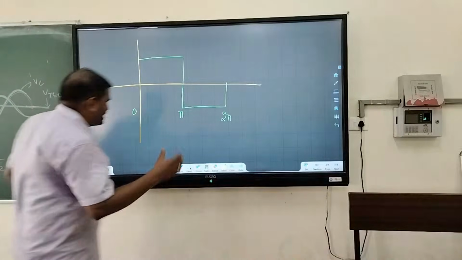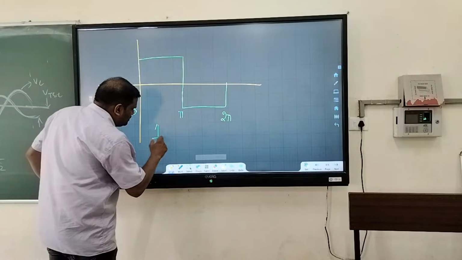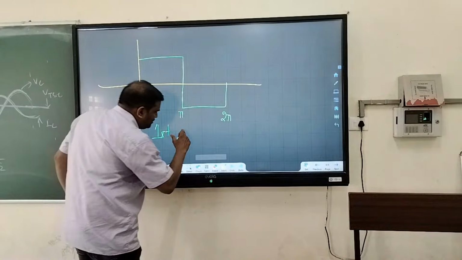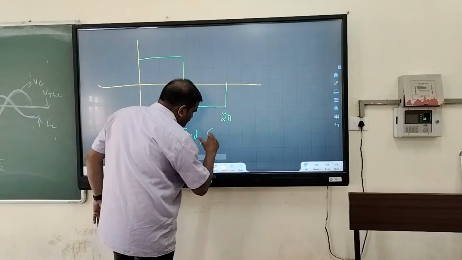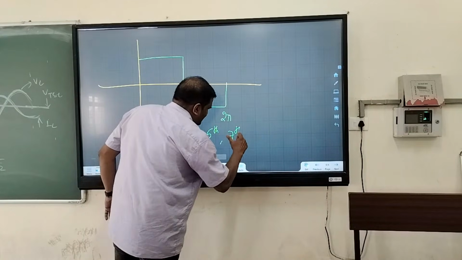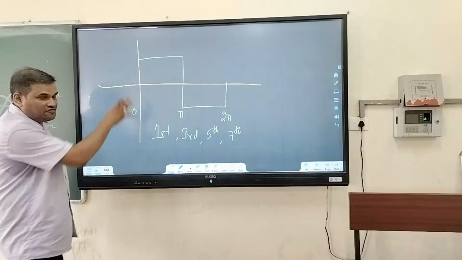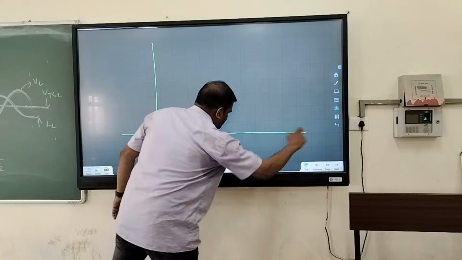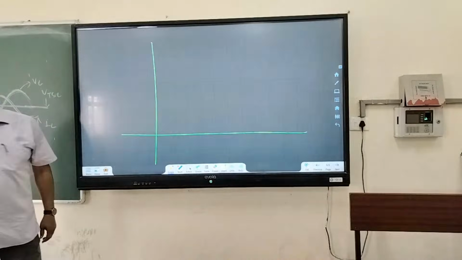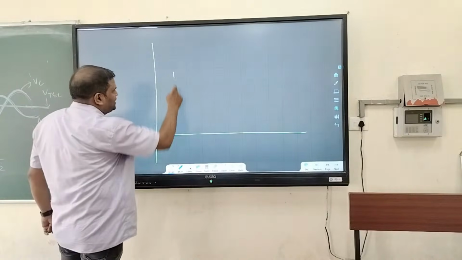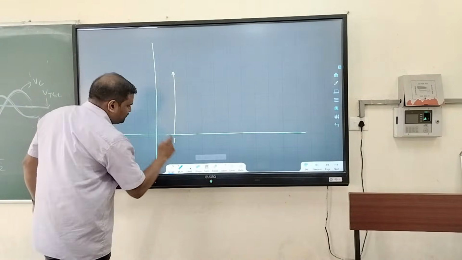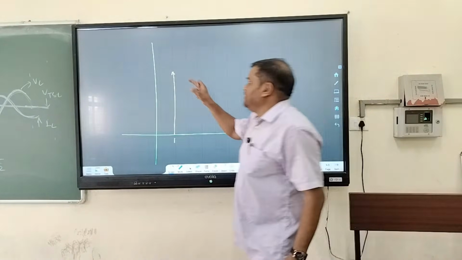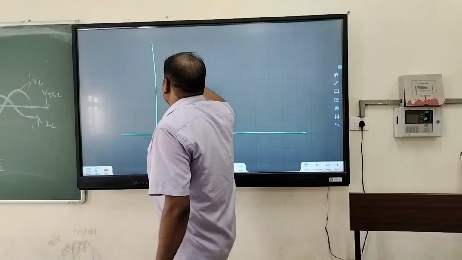This square waveform is a combination of the fundamental, that is the first-order harmonic, then third, then fifth, then seventh, and like that. If I draw the harmonic profile of this square waveform, it will look like this. You will get a fundamental wave component, that is the first harmonic. This is first, which is actually required for us. The peak value is 4 Vm by pi.